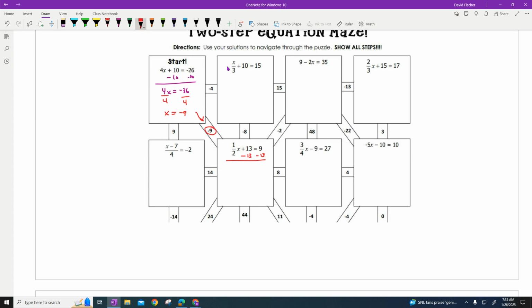Okay, there's a very big important direction. Show all steps. Because you can't put x's in your calculator anymore. You can't just say 1/2 x plus 13 equals 9 and then hit enter. Not going to work no more, okay?